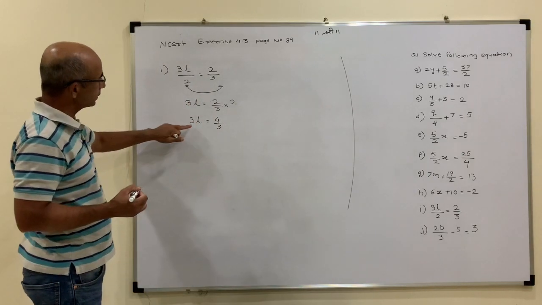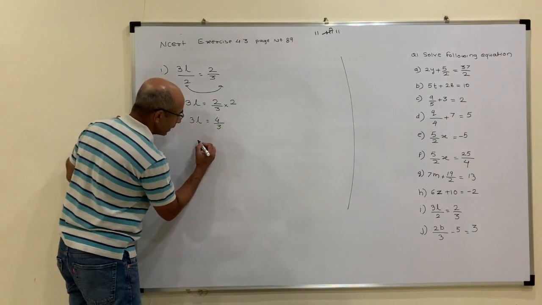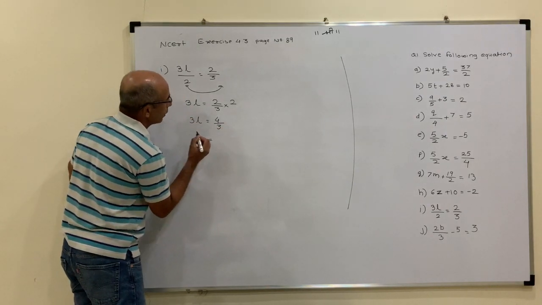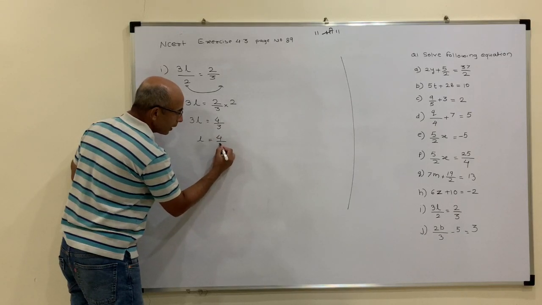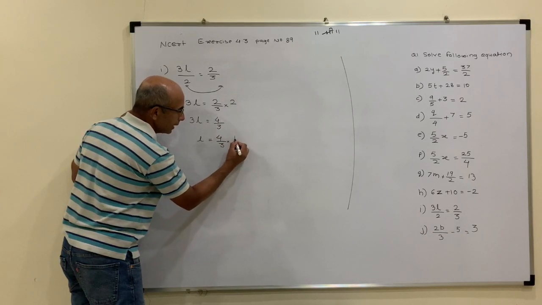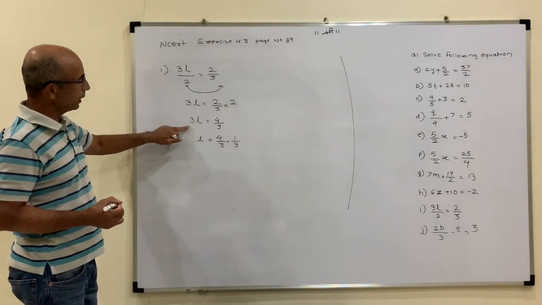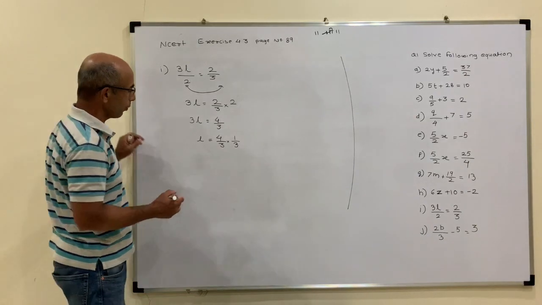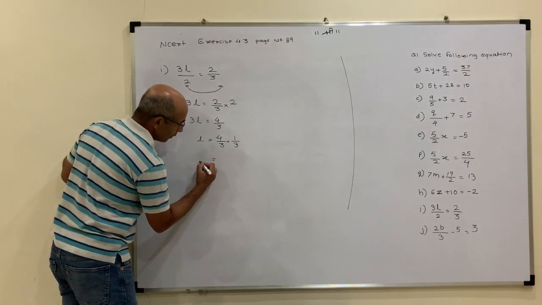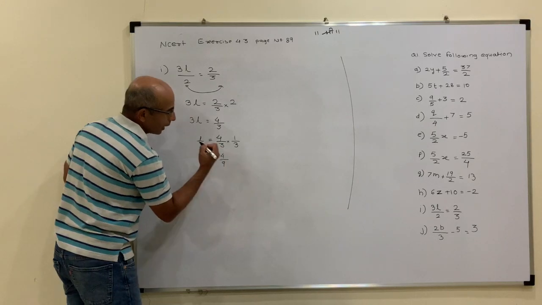So now this 3 which is multiplied, I'll be transposing onto the right hand side. So L equals to, now 3 is multiplied. When I transpose it onto the right hand side, it will be divided. So when I transpose, it becomes divide, that is 1 upon 3. So my answer, value of L, will be 4 divided by 9.